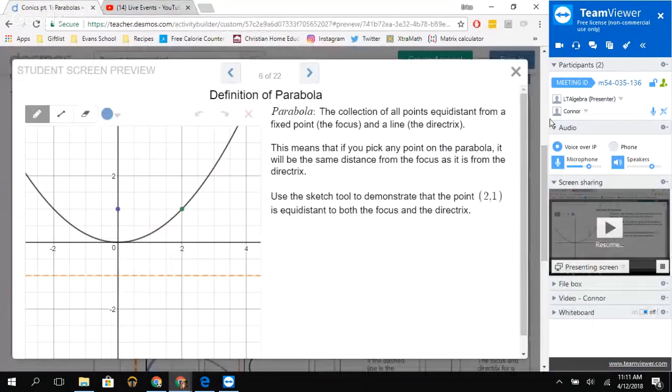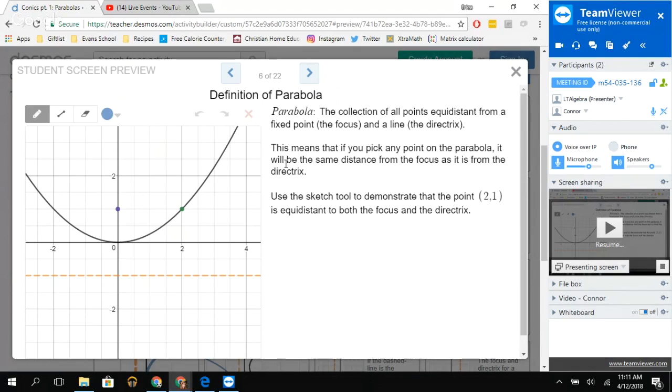So this is this whole chapter that I don't think our book calls it this, but you can call these conics or conic sections. But this little slide or two I think is helpful. So it has the definition of a parabola.